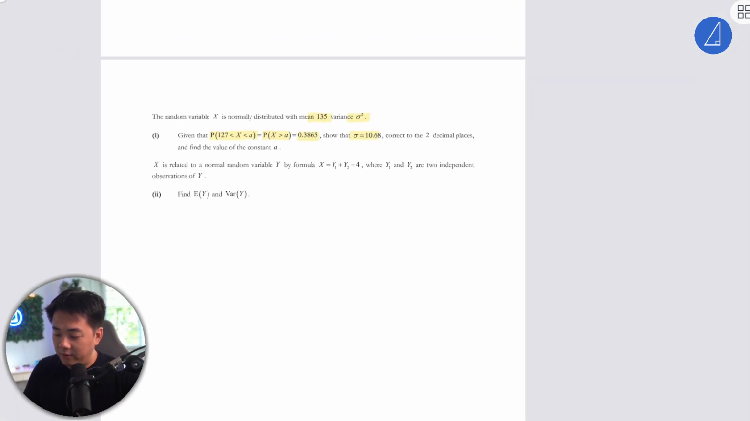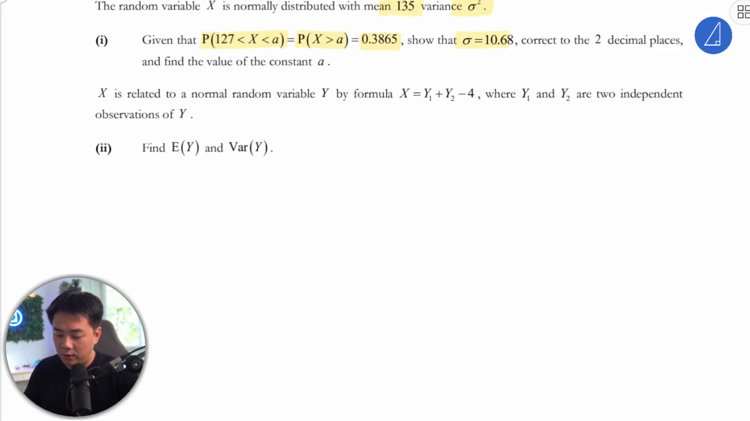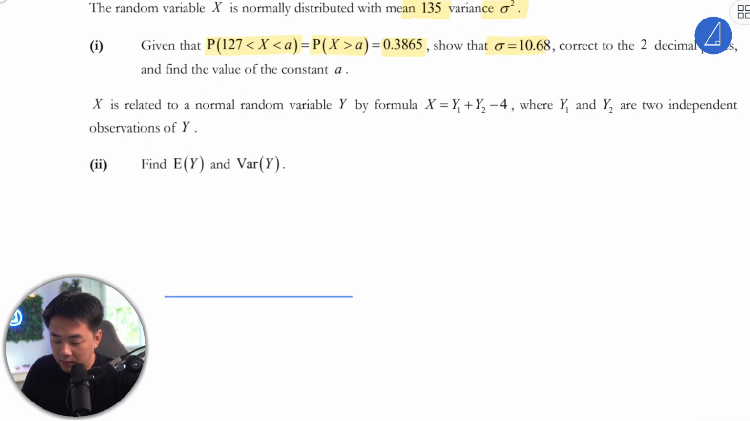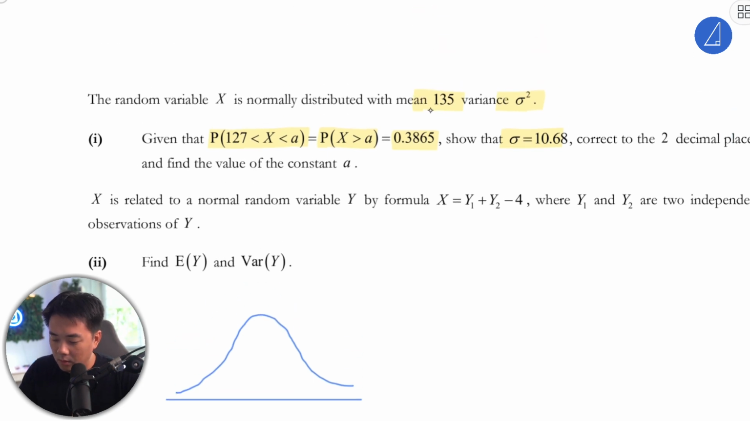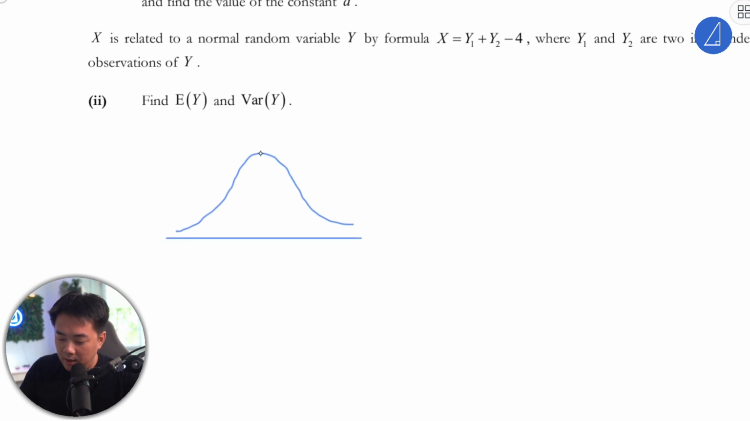Okay, great. So the first thing to understand this kind of question is to try and draw it, because if you don't draw it, you won't be able to see. Draw the normal distribution here. The mean will be 135. This x is normally distributed with mean 135 and variance sigma squared. So we have 135 here.